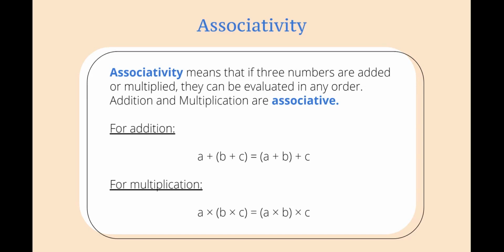For addition, this means that for any numbers a, b, and c, a plus the sum of b and c is equal to the sum of a and b plus c. For multiplication, this means that for any numbers a, b, and c, a times the product of b and c is equal to the product of a and b times c.